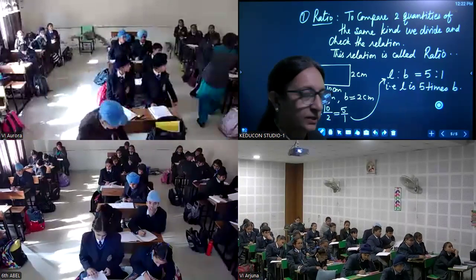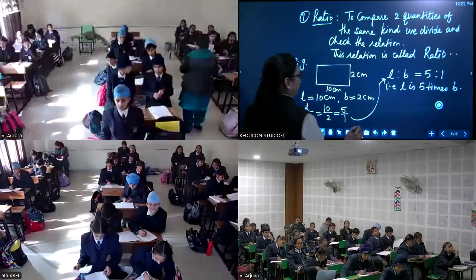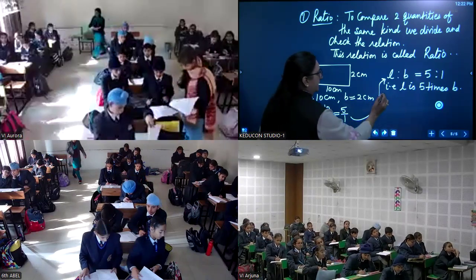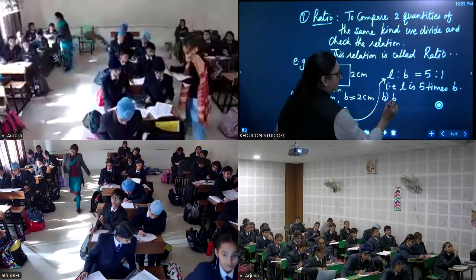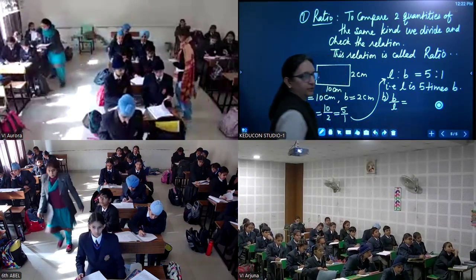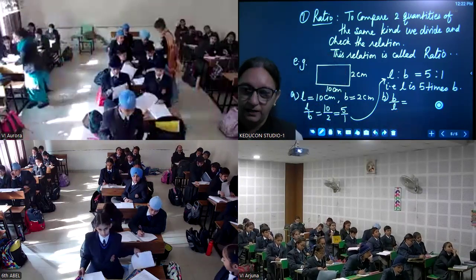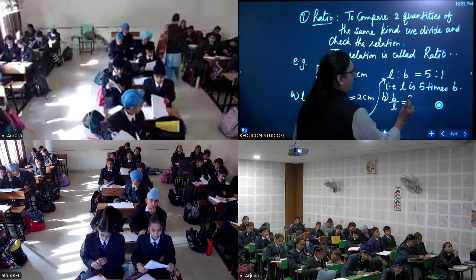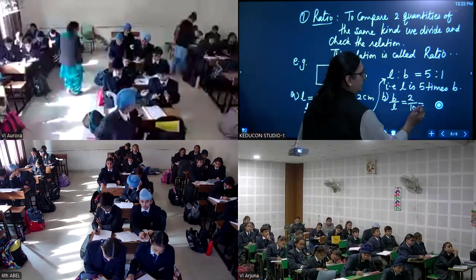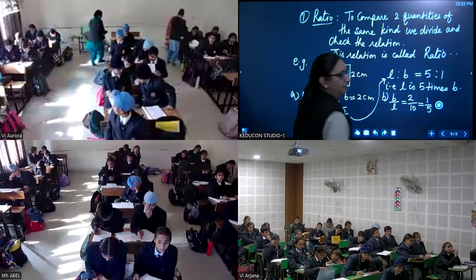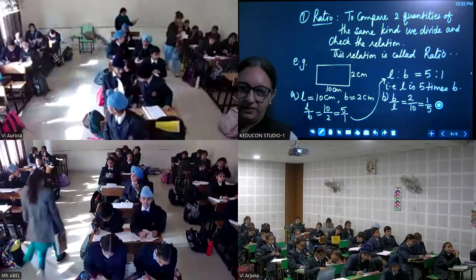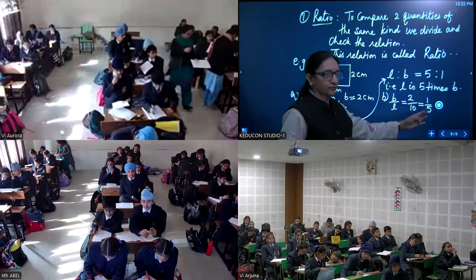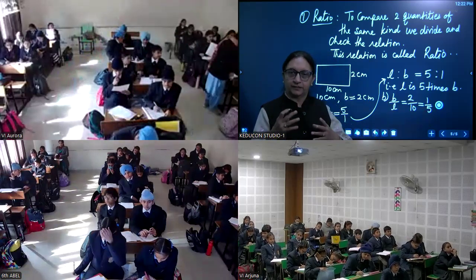I want to tell you here only that this is the A part, and write down the B part also, B divided by L. I can divide B also by L. So I have to write it as 2 by 10, which will be equal to 1 upon 5. If I write B upon L is equal to 1 upon 5, what should I say about B?